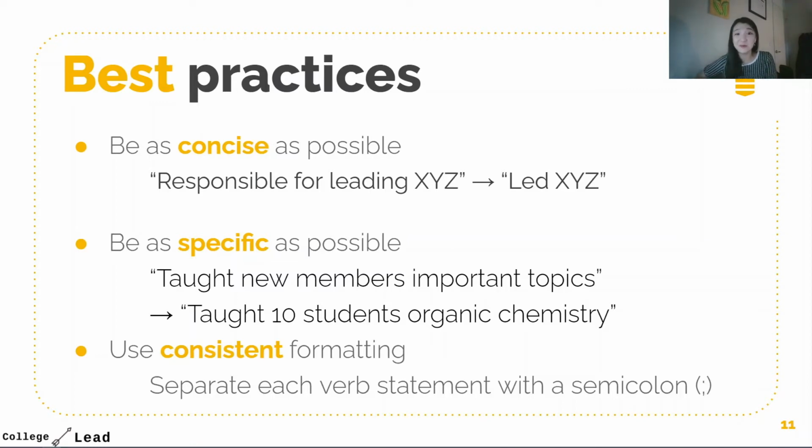Next, be as specific as possible. Any chance that you have to quantify the number of students you taught, the number of lessons you prepared, anything like that, include the number. So, taught new members important topics versus taught 10 students organic chemistry. Not just important topics, define what they are, and not just any new members, you taught 10 new members.